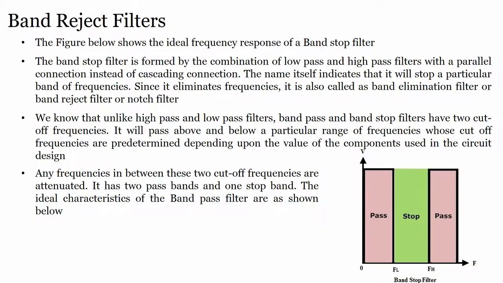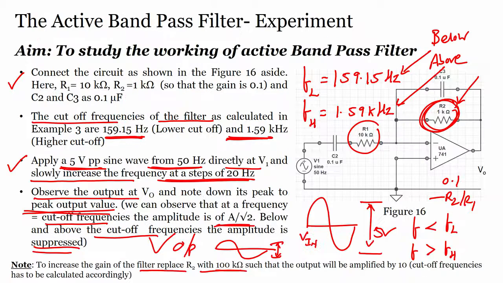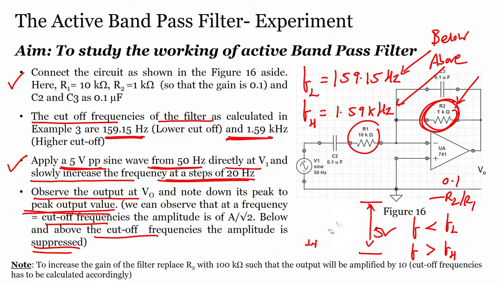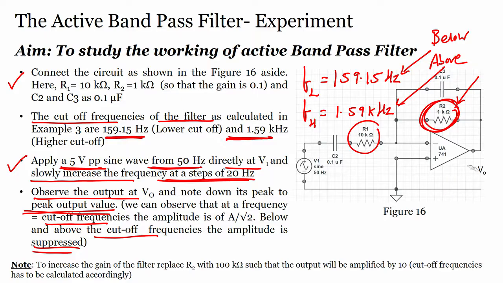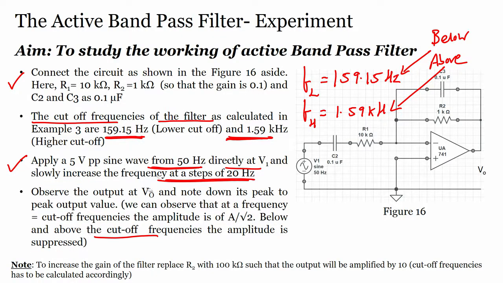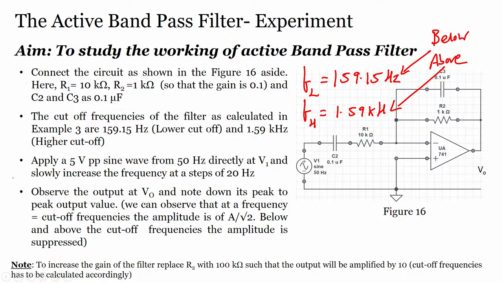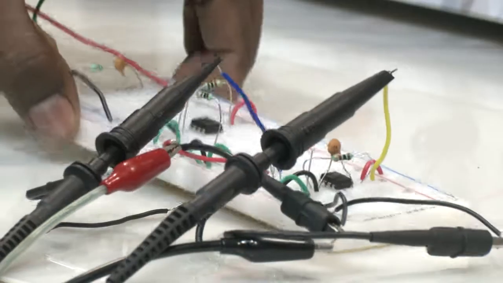So, if this is the case, let us implement this circuit on the breadboard, and let us see what happens to our output voltage when we apply a 5 volts peak to peak sine wave. So, let us see on the breadboard. Sitaram is back, and he will show you the filter on the breadboard.